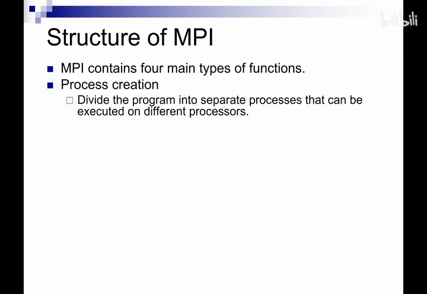Okay, so what does an MPI program look like? There are basically 4 types of functions that exist in the MPI interface. The first type of function is for process creation. This is basically just to start up your program, so we need various functions to initialize the program.